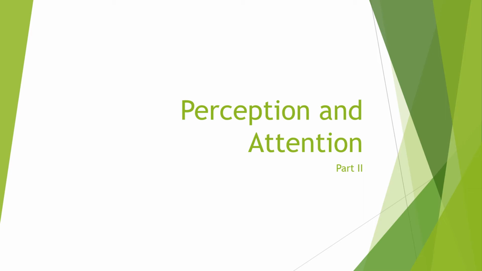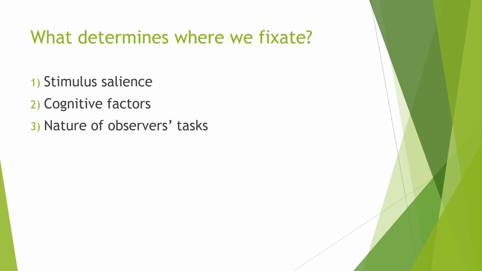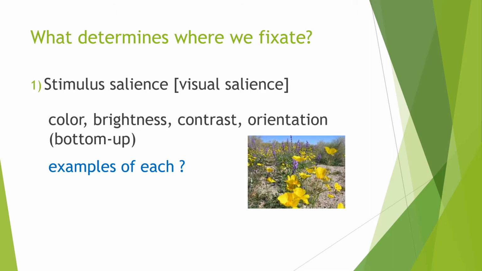Okay, so part two of perception and attention, or visual attention, really, is first addressing this question of what determines where we fixate. We're going to start with stimulus salience, or what's out in the environment, and then talk about cognitive factors, and then the nature of observers' tasks within a scene. As far as what determines where we fixate, starting with stimulus salience, this is often called visual salience.